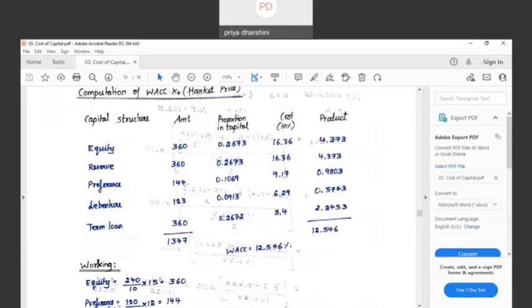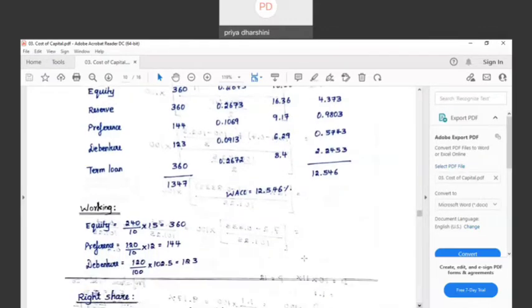Then for preference shares, it is 12 rupees. So how much is the book value? 120 divided by 10. 120 is the value. Divide by 10 rupees per share will give you the number of preference shares. Into 12 rupees per preference share will give you 144. Come to debentures. 120 divided by 100 of face value into 102.5, you will get 123. Term loans also you will take at its given value itself.